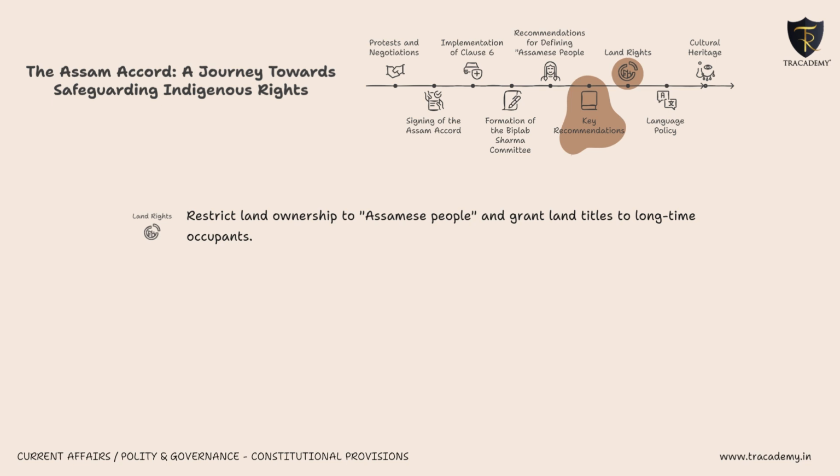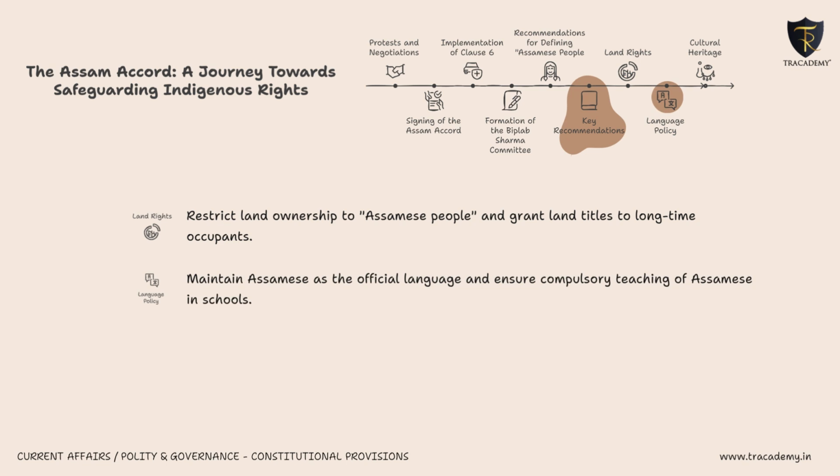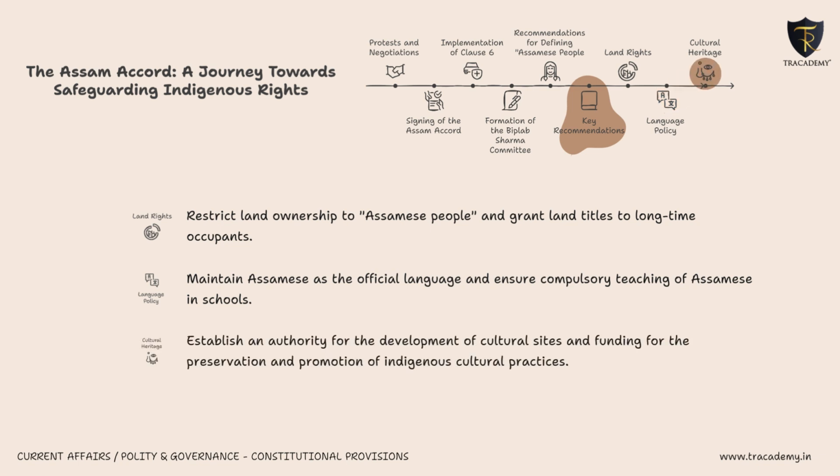The committee also recommended that Assamese be maintained as the official language of the state with compulsory teaching of Assamese in schools. This would help preserve the linguistic identity of the region. At the same time, provisions were made for protection of other regional languages to ensure inclusivity. Another important recommendation was the establishment of an authority for the development of cultural sites. This would include funding for the preservation and the promotion of indigenous cultural practices, traditions, and festivals that reflect the Assamese identity.